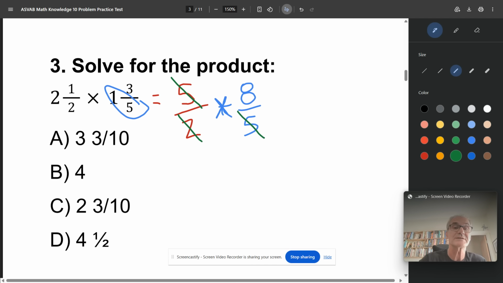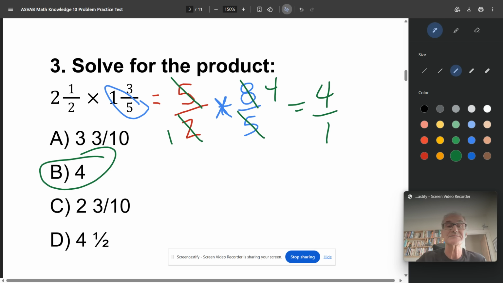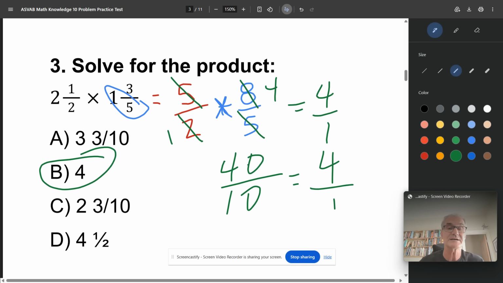2 will go into here once, into here 4 times, giving me 4 over 1, or just 4. Correct answer is answer B. If I didn't reduce first and I just did 5 times 8 to get 40, 2 times 5, 10, I could reduce afterwards, seeing that 10 will go into there 4 times, 10 will go into itself 1 time, giving me the same answer.